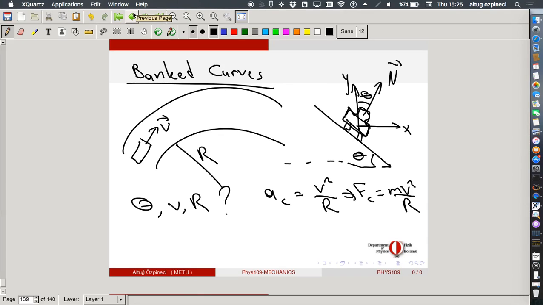Well, of course, for a car that goes around this curve and for a car going on the other side of the road, the radius will be different. Now, we can also ask the question, what happens if, let's say, theta is smaller?